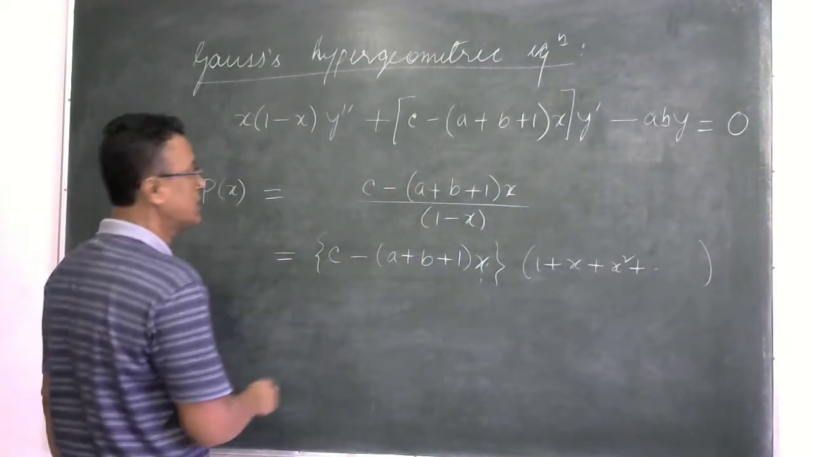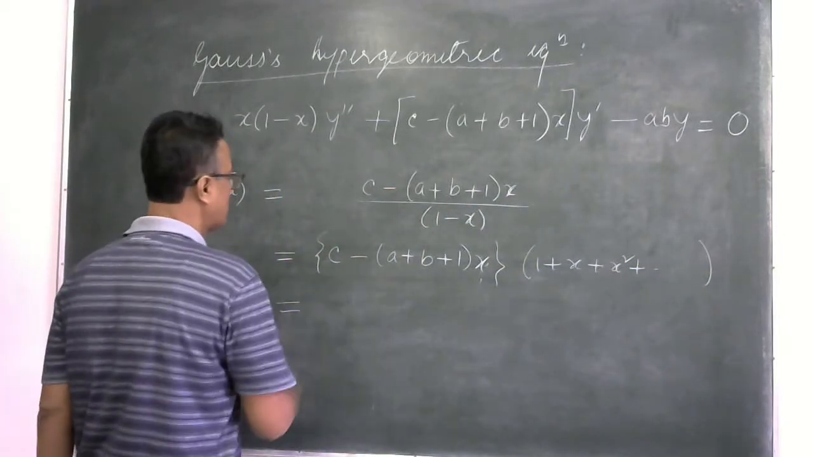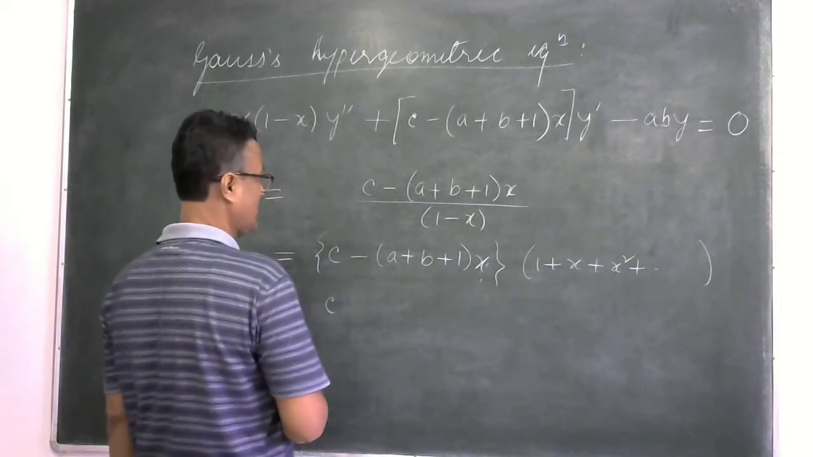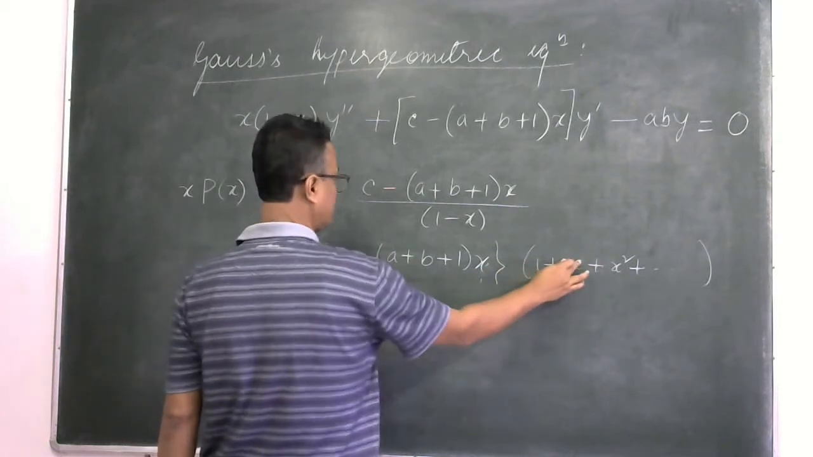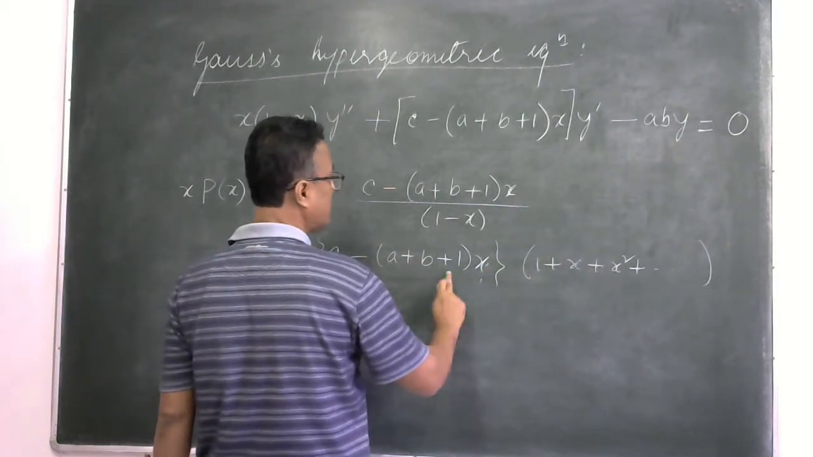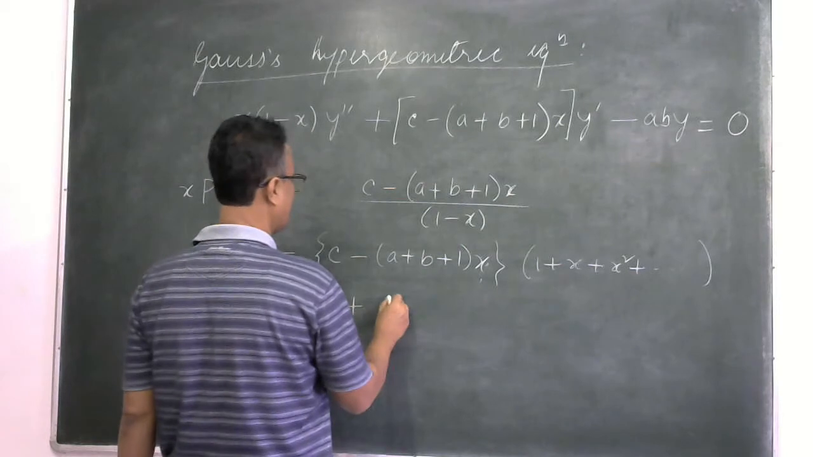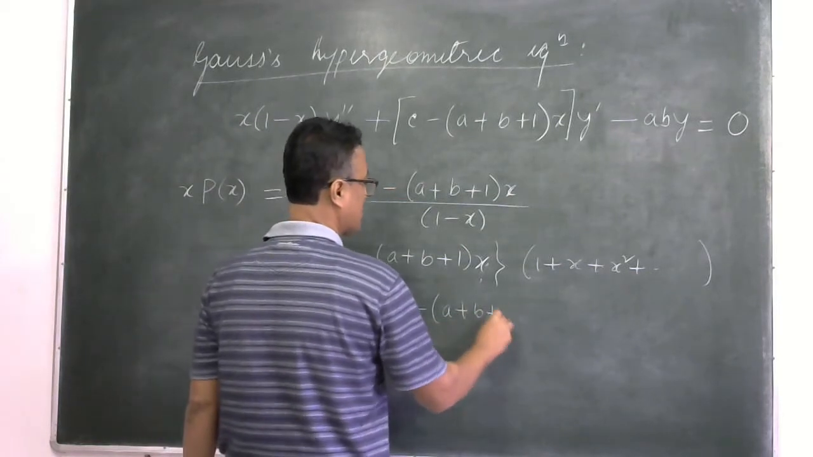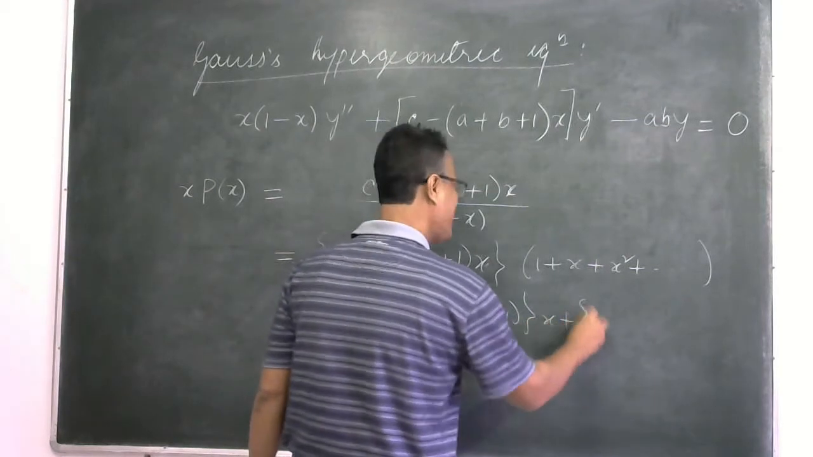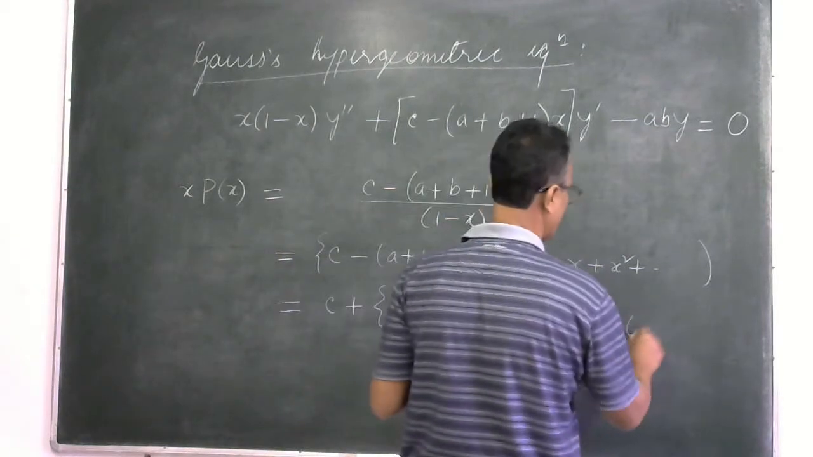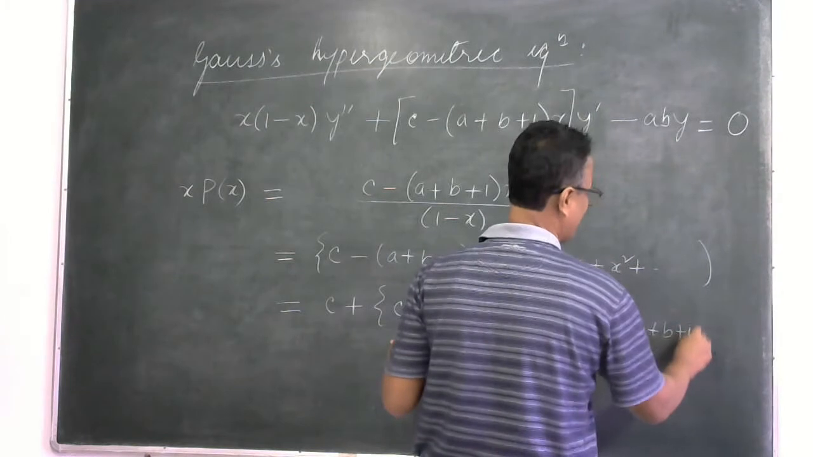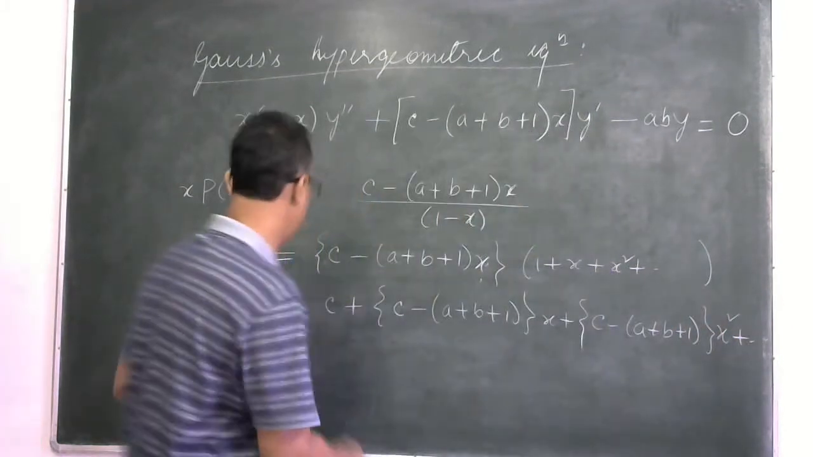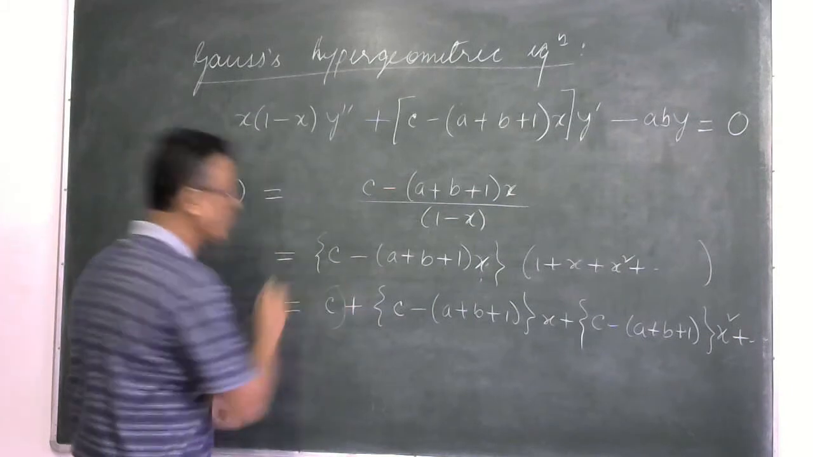And from here you will see that my constant term is c, and then it is going to be something like this: c into x, then minus this into x. So it is going to be something like c minus a plus b plus 1 times x. So the same coefficient is going to continue. You check whether I'm right or wrong, but I'd be interested in the very first constant term here.